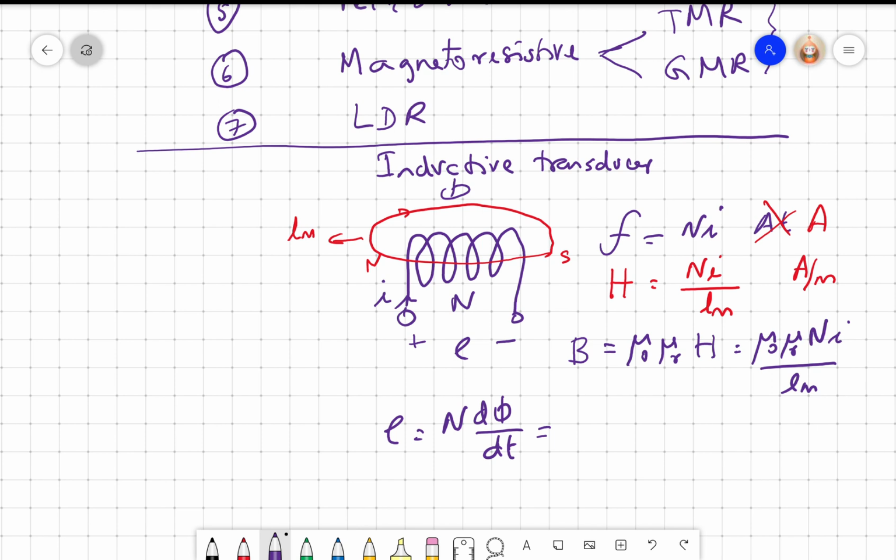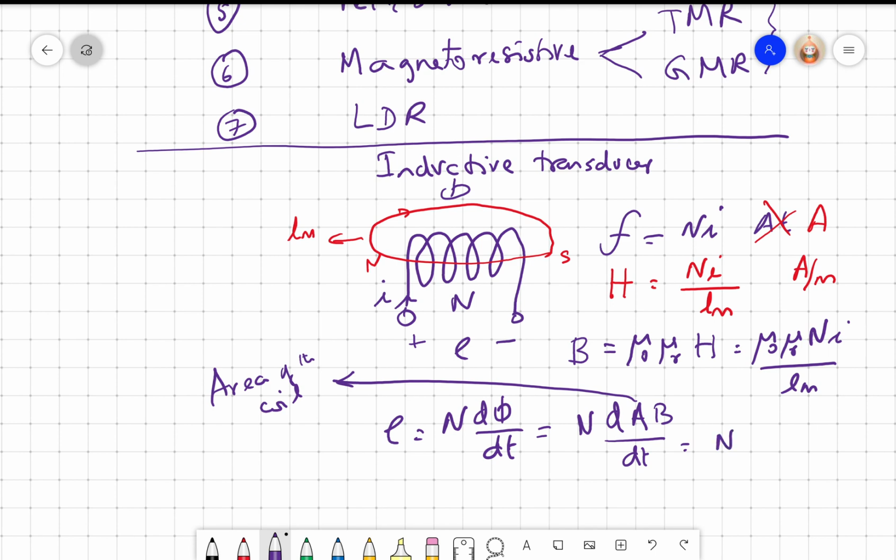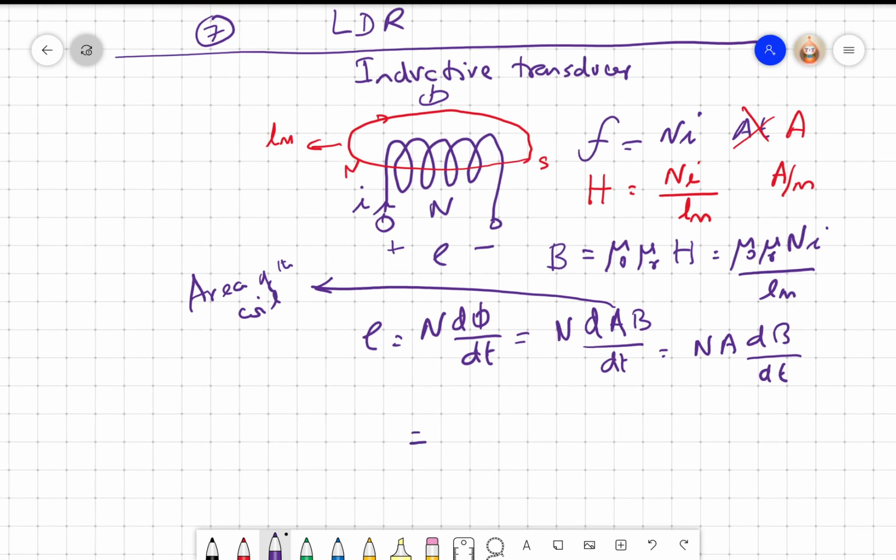And what is phi? Phi is the flux, B is the flux density. So flux per unit area is B. So if I look at it, this is N into d(A B) by dt, where A is the area of the coil, right? So now I can write this as N A into dB by dt. We already know B, so I can now put N into A into mu naught into mu R, again there is another N, by Lm. These are all constants. The only thing that is a variable is the current, di by dt.